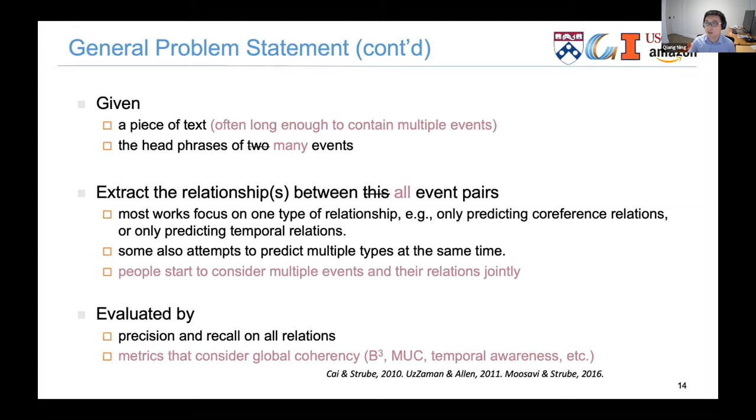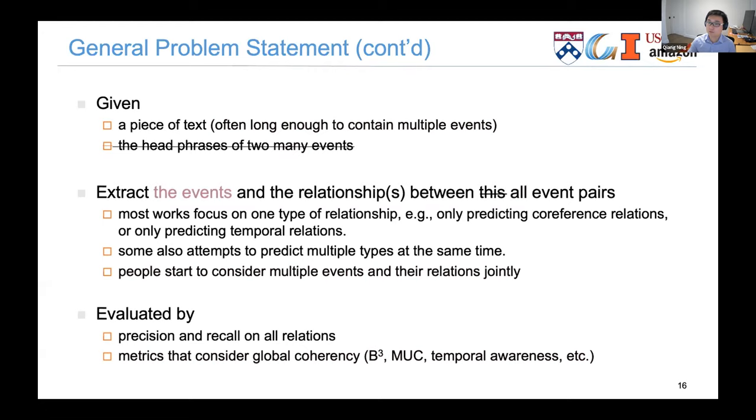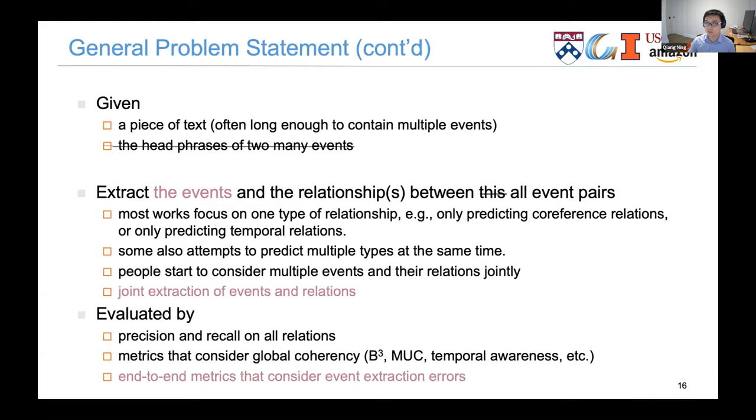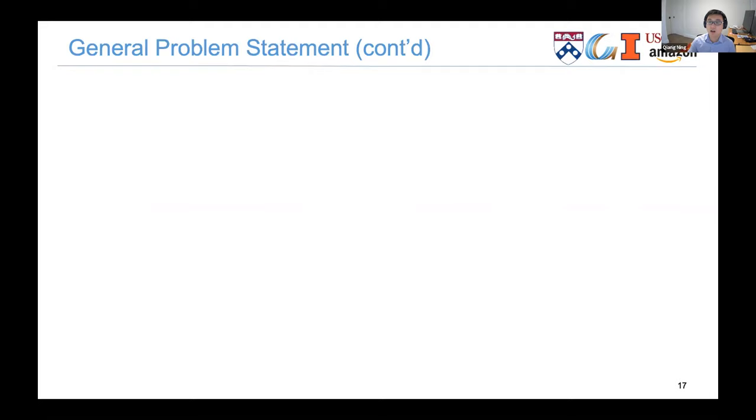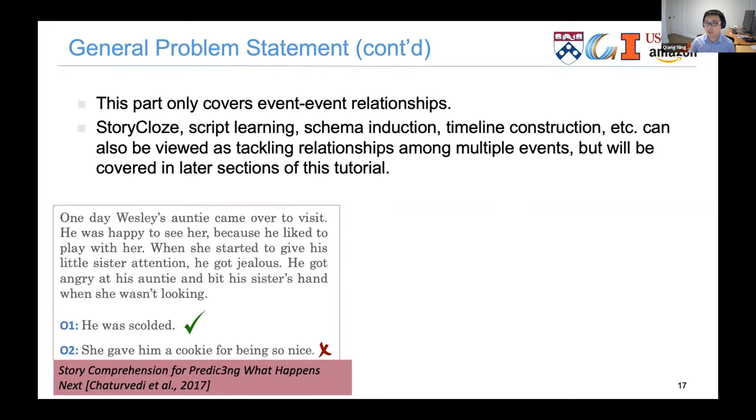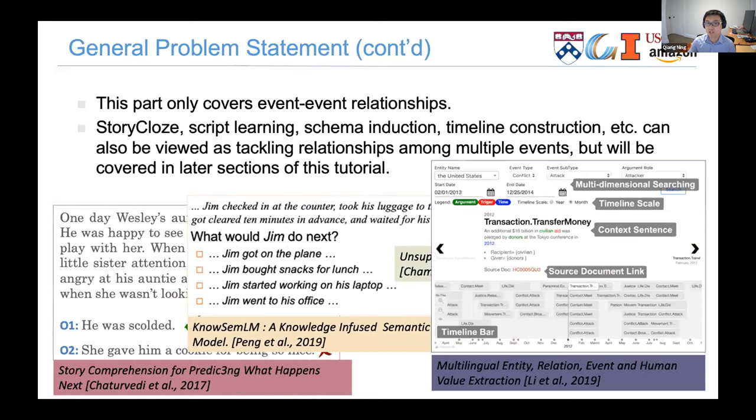Finally, since in practice we're not given those events a priori, we need to extract the relations as well as those events in the first place. Naturally, there are works solving this problem jointly and applying metrics that consider event extraction errors as well. Above is what I'm going to discuss today. There are arguably other tasks such as story cloze, script learning, schema induction, timeline construction, et cetera, that can also be considered as the relationship between one single event and a bunch of others. But I will not cover those tasks here.